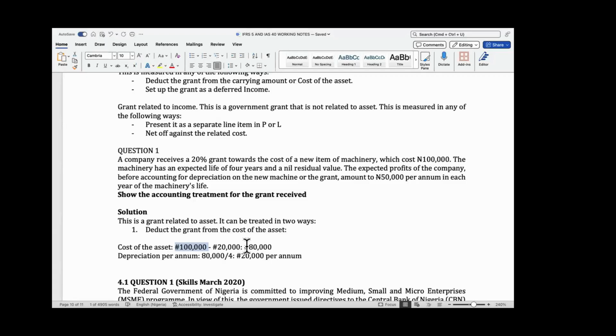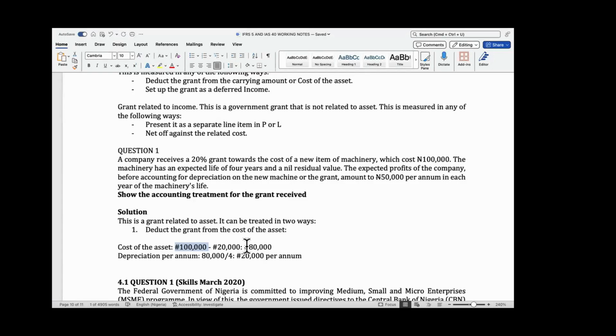Can I try? Yes, try, Emmanuel. Okay. Let's assume the 20% grant was sent to the bank account in cash. So, for me, I would recognize the full cost of the asset first by debiting the asset and maybe crediting the bank where this asset was paid for.